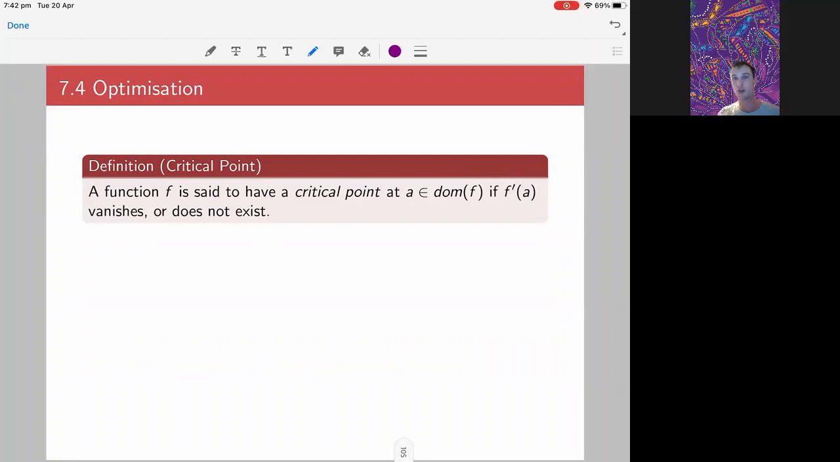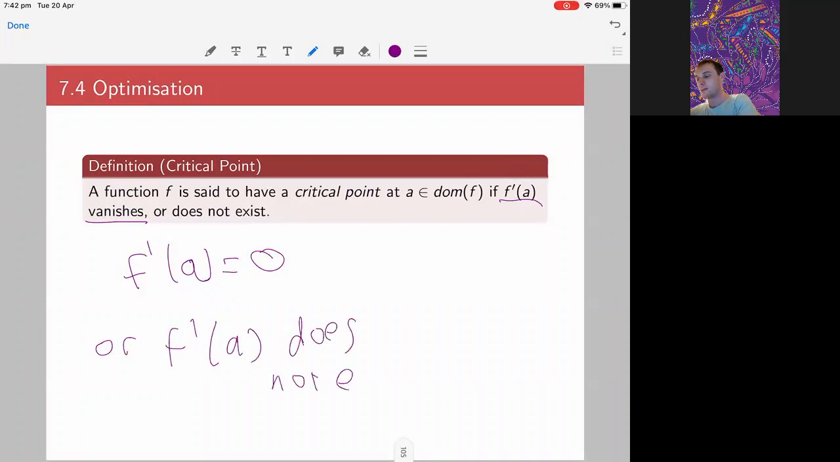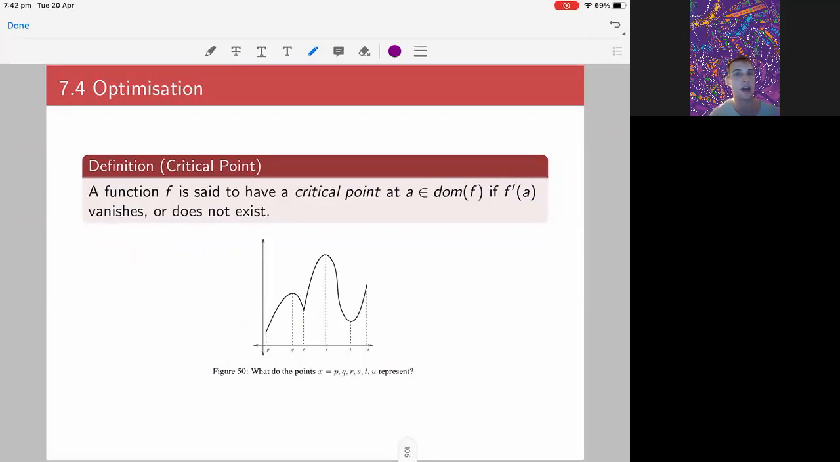We say that a function f has a critical point at a particular point in its domain if one of two things happens. Either the derivative is 0, or f prime of A does not exist. So that's how we define a critical point. What do critical points look like? Well, there are a whole bunch of reasons why a point may be a critical point. So I took this image from the workbook here, the course reader. Figure 50, what do the points P, Q, R, S, T, and U all represent? Of course, the answer is they are all critical points. But now my question to you is why? Why are all these points critical points?